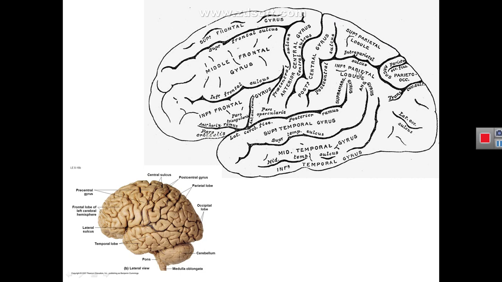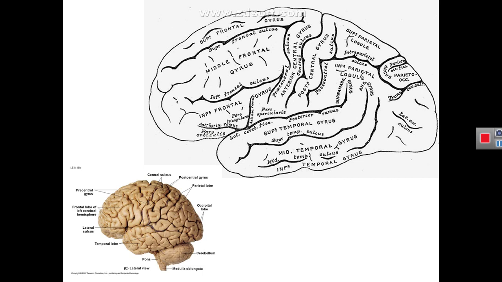What are the gyri and sulci in the parietal lobe? Behind the central sulcus is the postcentral gyrus. This postcentral gyrus is limited posteriorly by a postcentral sulcus that runs downward and forward parallel to the central sulcus. The region behind the postcentral sulcus is divided by a single horizontal sulcus called the intraparietal sulcus. This intraparietal sulcus divides the parietal lobe behind the postcentral gyrus into two lobules. Above the intraparietal sulcus is the superior parietal lobule, and below it is the inferior parietal lobule.